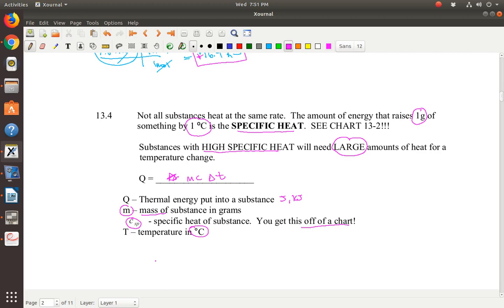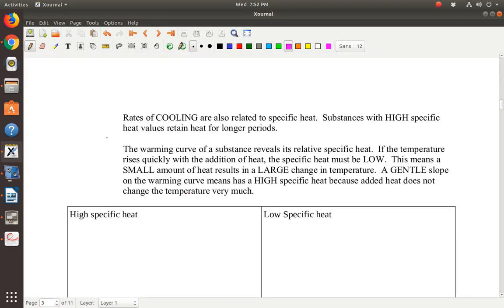So the higher the specific heat, the more heat it takes to raise the temperature. The lower the specific heat, the less heat it takes to raise the temperature. So wooden spoons take a lot of energy. Metal spoons take a little bit. So the metal spoons heat up quickly. They will take heat away from things quickly, okay? So rates of cooling are also related to specific heat. Substances with high specific heat values retain heat for longer periods. Substances with low specific heat then cool off faster.